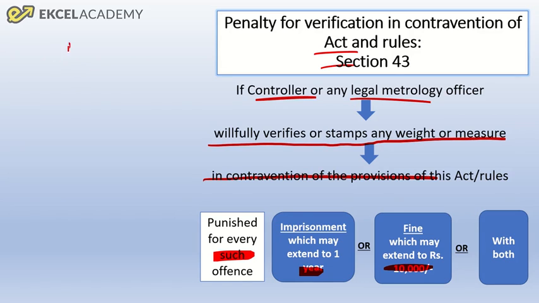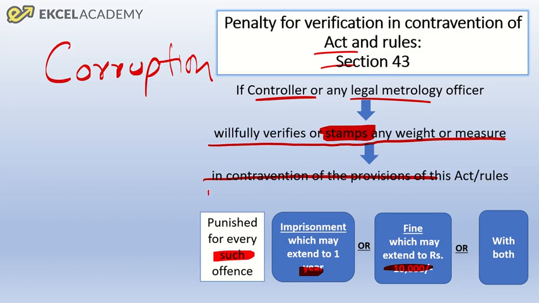Sometimes we need to understand that corruption is a reality. There could be some officer who is giving approval to a legal measure or a weight by taking money or by having some other benefit. If he is giving the approval without proper documentation, even then there is a penalty.